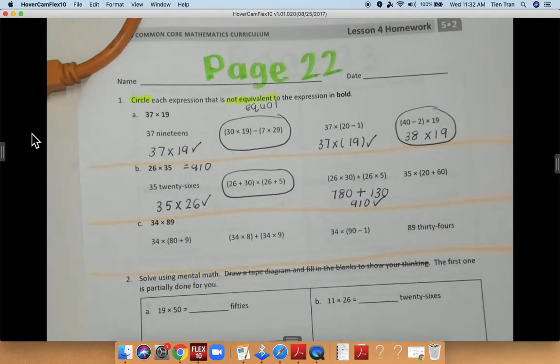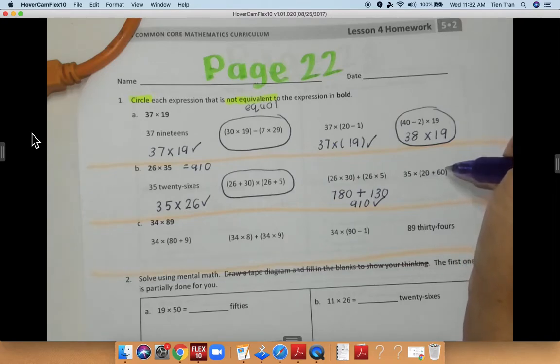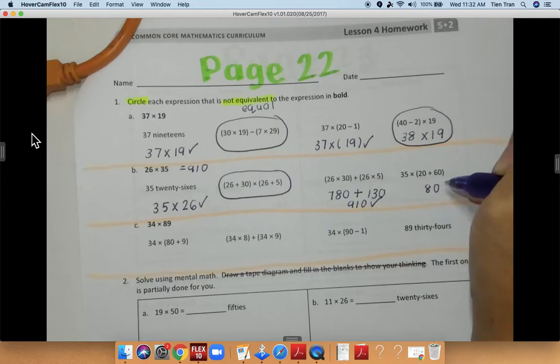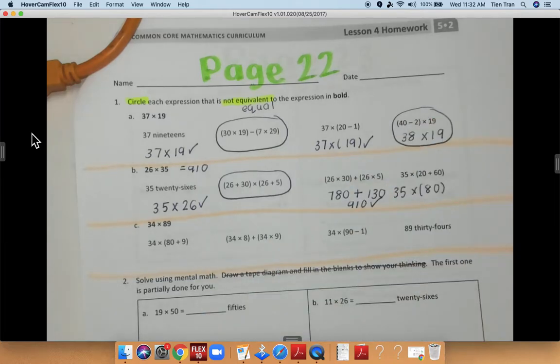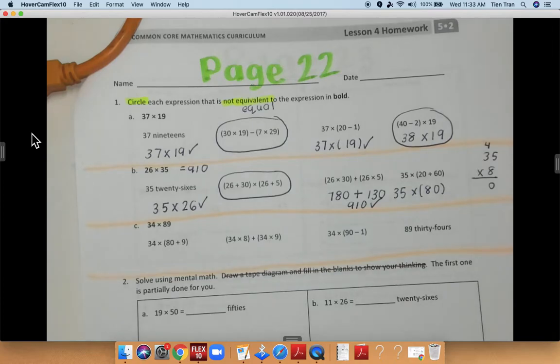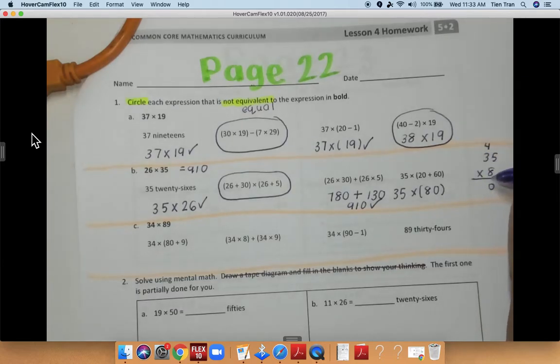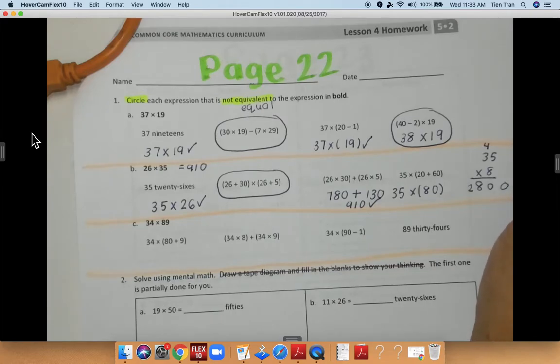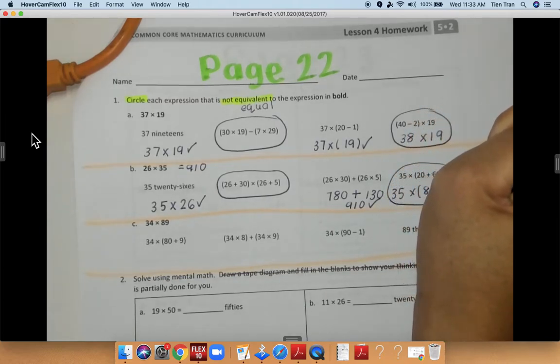Now on this one over here, we have 35 times 20 plus 60. When I add 20 plus 60, I am going to get 80 because 2 plus 6 is equal to 8. And then I add my 0, and I'm multiplying that times 35. 35 times 80. When I multiply 35 times 8, I am going to get 40, and then 8 times 3 plus 4. When I multiply that and add it together, I am going to get 280, right? Because 8 times 3 is 24. 24 plus 4 is 28. 28, and then I add a 0 at the end. So this one is also not equivalent because it is equal to 2,800. So I'm going to circle this one because it is not equivalent.